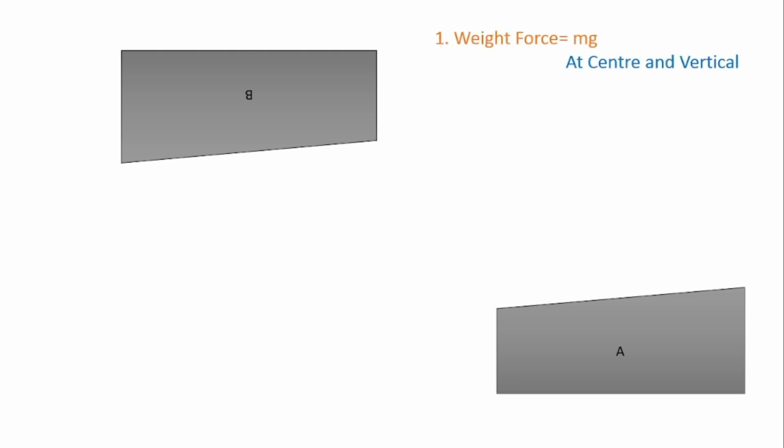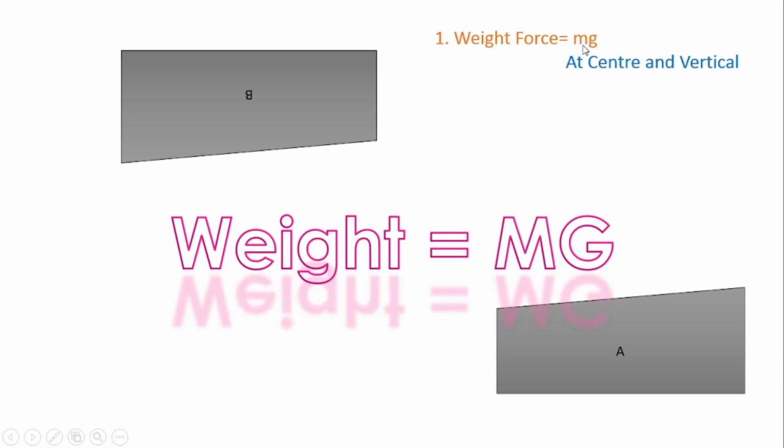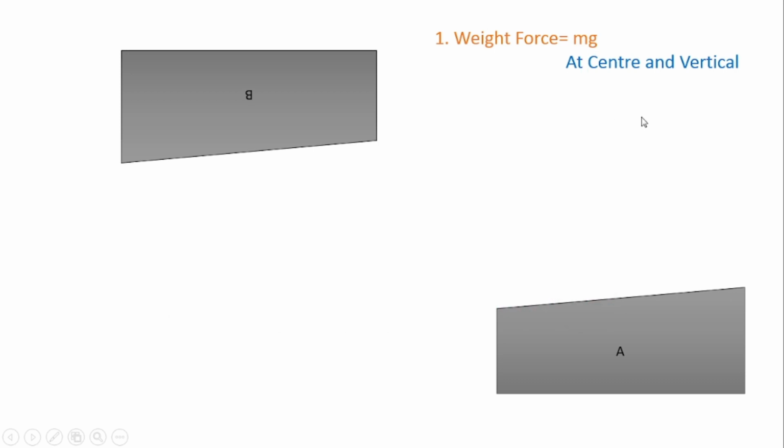Then always start with showing the weight. Now there is no weight of block A and block B, so it is 0, but whenever the weight is given you should draw the weight on the figure. Now the formula for the weight force is m into g, mass into gravitational acceleration. So value of g is 9.81 meter per second squared.